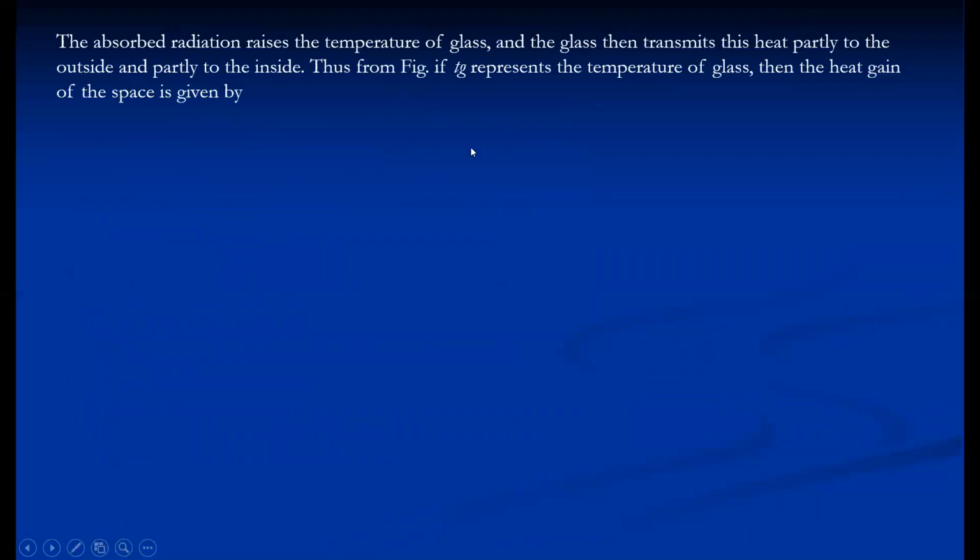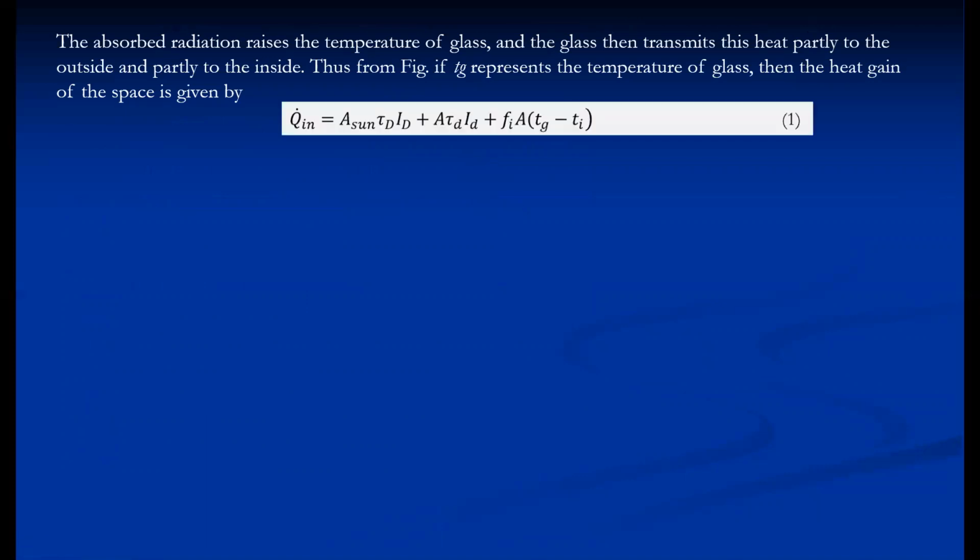From the figure, if Tg represents the temperature of the glass, then the heat gain of the space is given by this formula. The first term includes A sun, the area exposed to the sun, then the transmittivity tau D, where capital D denotes direct, and I D, the direct solar incidence on the surface. This component is direct radiation. The second component is diffuse radiation, and in that case the entire area of the glass surface is taken.